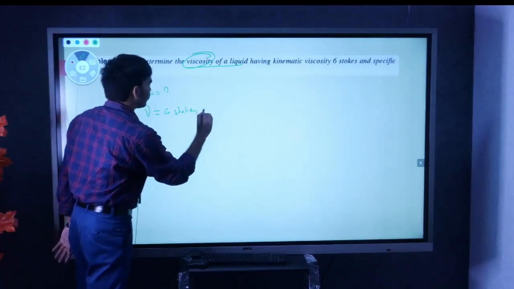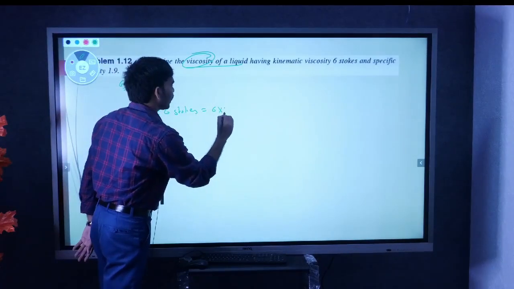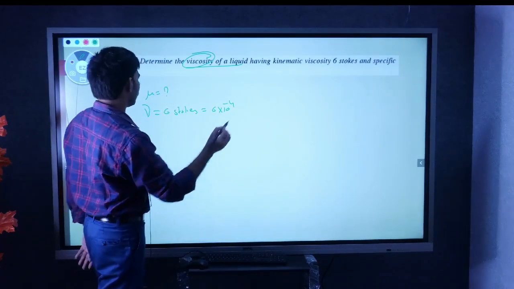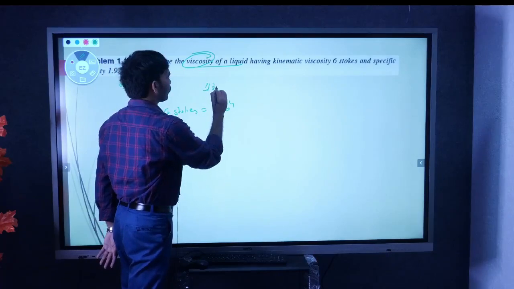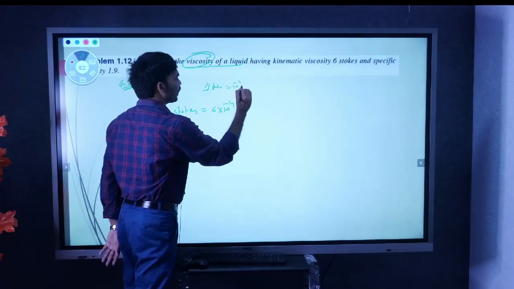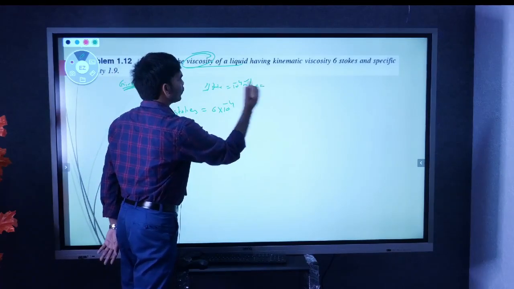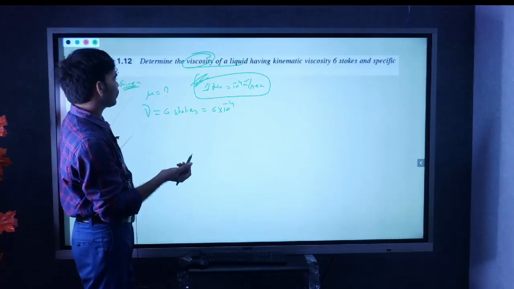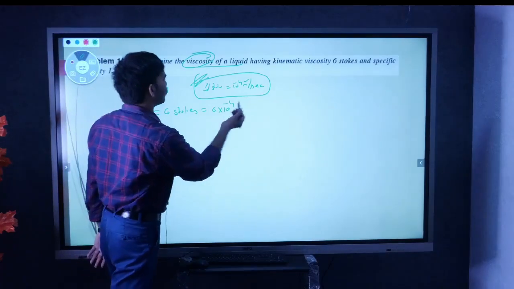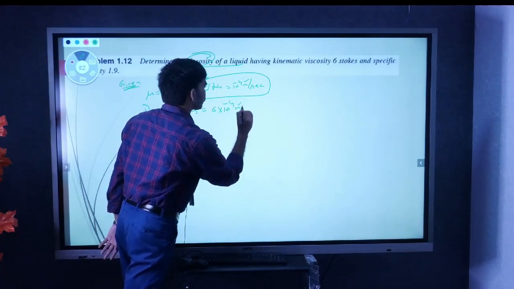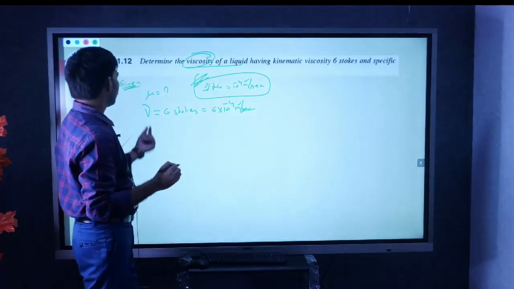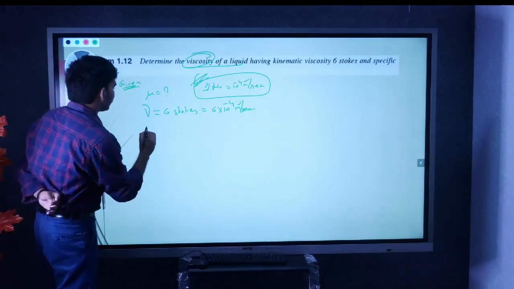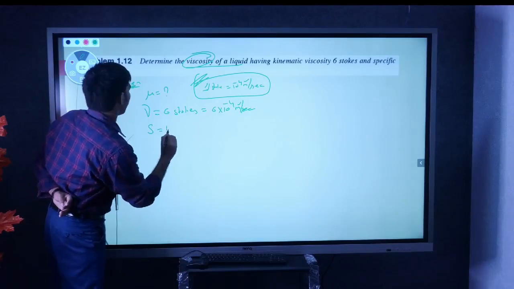6 Stokes, that means 6 into 10 to the power of -4. So 1 Stoke will be equal to 10 to the power of -4 meter square per second. This you have to remember. 6 Stokes will be equal to 6 into 10 to the power of -4 meter square per second. You know kinematic viscosity. Specific gravity is given, right? Specific gravity is given as 1.9.